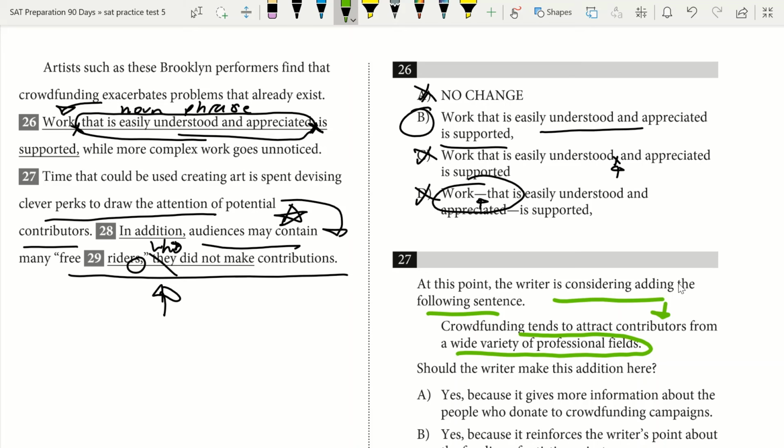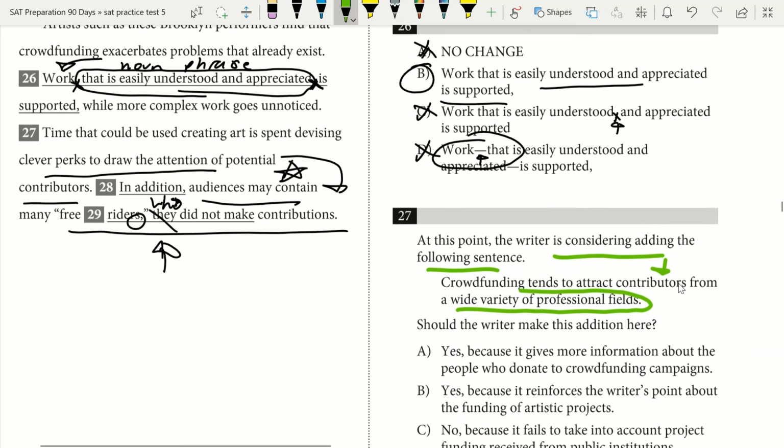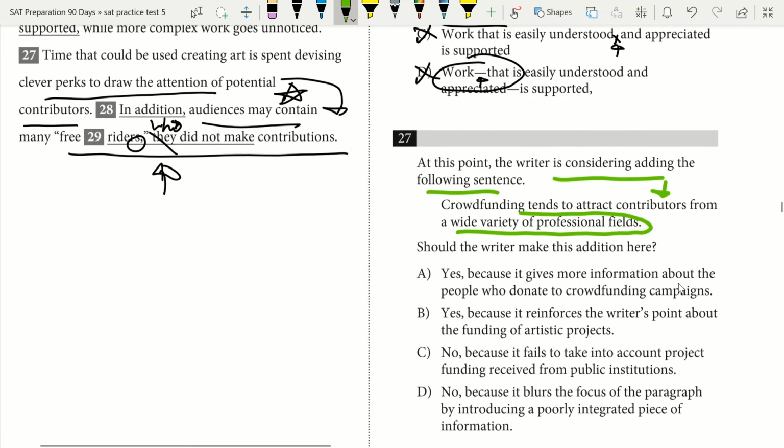I always want to see what that next sentence is, okay? Because that next sentence, if it also doesn't make sense with it, then obviously I can go ahead and make sure that I don't add it. But if something in that next sentence told me I needed to add it, then I would want to add it. So let's go ahead and read on. We have time that could be used creating art is spent devising clever perks to draw the attention of potential contributors. In addition, audiences may contain many free riders who do not make contributions. Okay, in that case, we're not talking about the type of professional field contributors are from, therefore I don't want to add it, right?